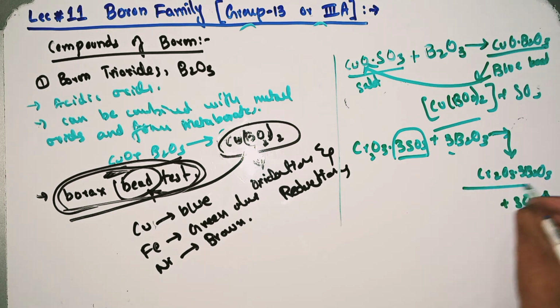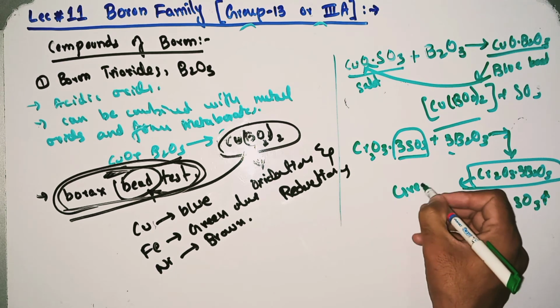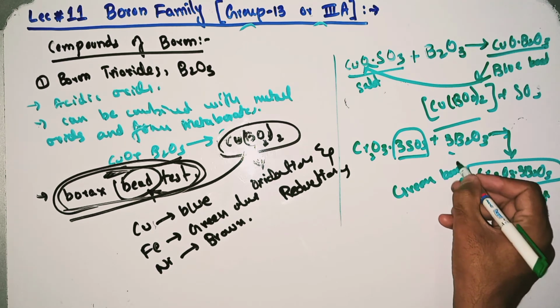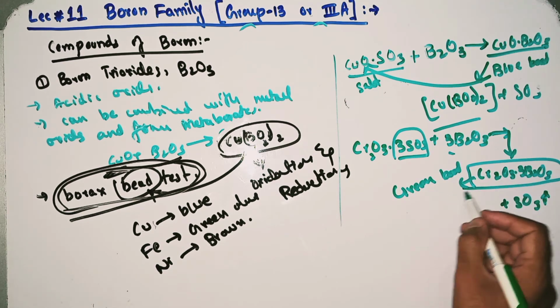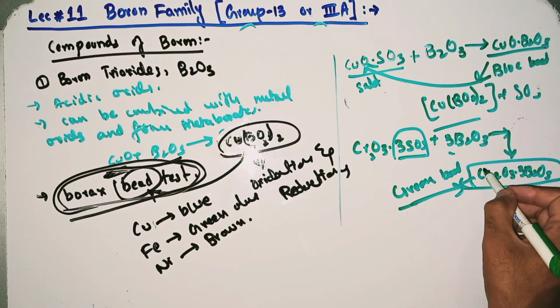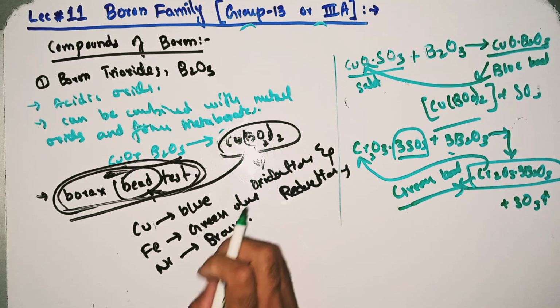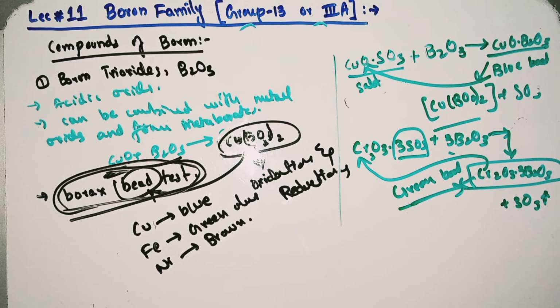This bead will have a green color. So the green color of this bead tells us about the presence of chromium metal in this salt. I hope this point will be clear now. These are the general properties of boric anhydride.